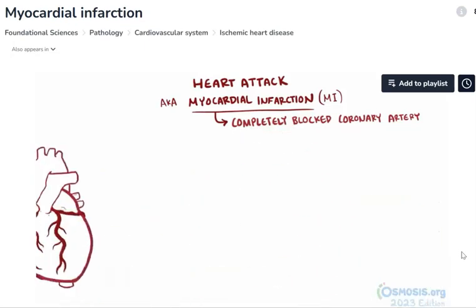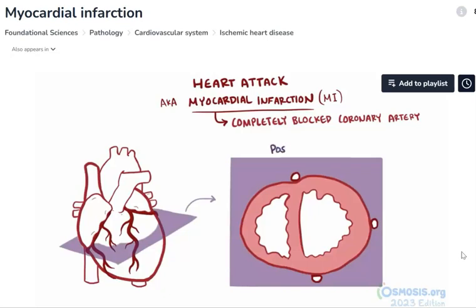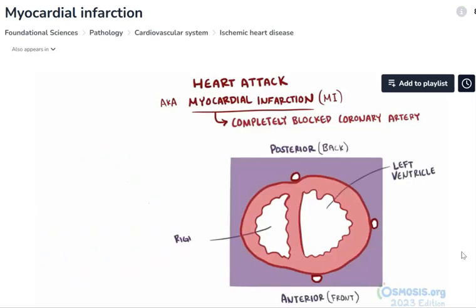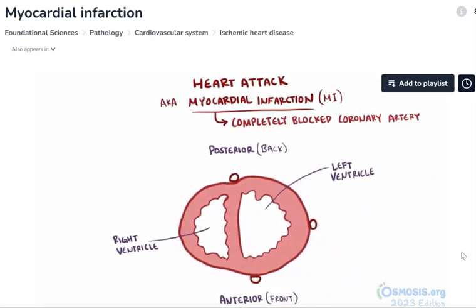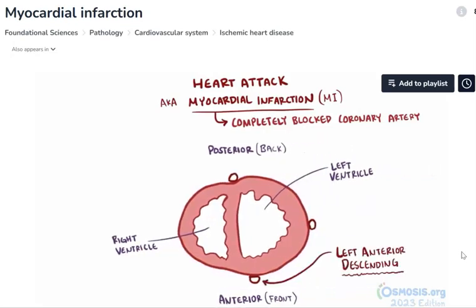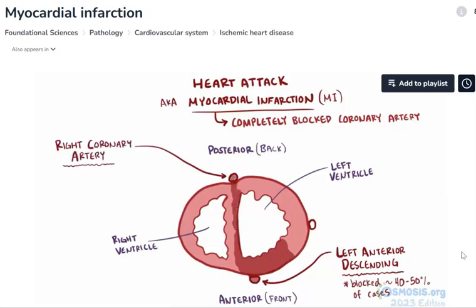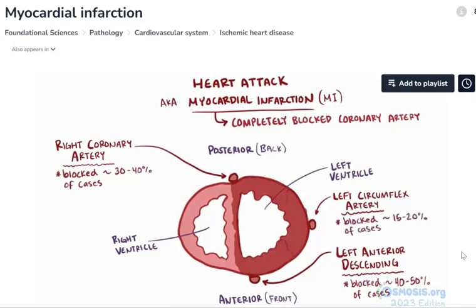So now let's change views a bit. If we take a slice of the heart like this, with this side being posterior or the back, and this being anterior or the front, with the left and the right ventricles here, we have the three most commonly blocked arteries. The left anterior descending, or LAD, which supplies blood to the anterior wall and septum of the left ventricle, accounts for about 40 to 50% of cases. The right coronary artery, or the RCA, which covers the posterior wall, septum, and papillary muscles of the left ventricle, accounts for about 30 to 40% of cases. And finally the left circumflex artery, or the LCX, which supplies the lateral wall of the left ventricle, about 15 to 20% of cases.